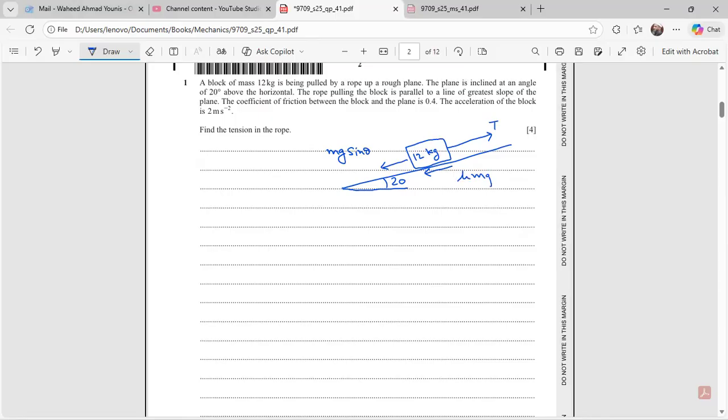mu mg cos theta. Okay, so the net force working on this block is tension minus mg sine theta minus mu mg cos theta. And this net force is equal to mass times acceleration of this block. And this block is being accelerated up by an amount of 2 meter per second square. You see, this is it. Okay. So from this expression, we can isolate the T.